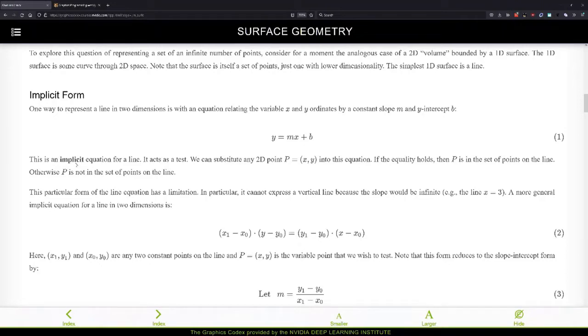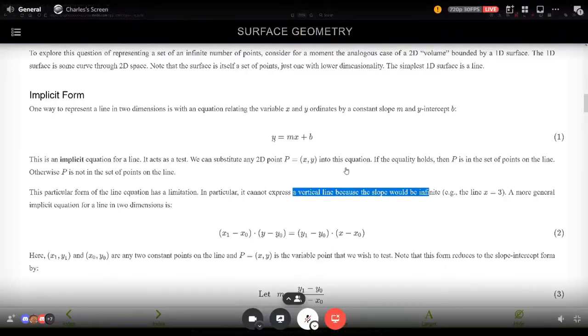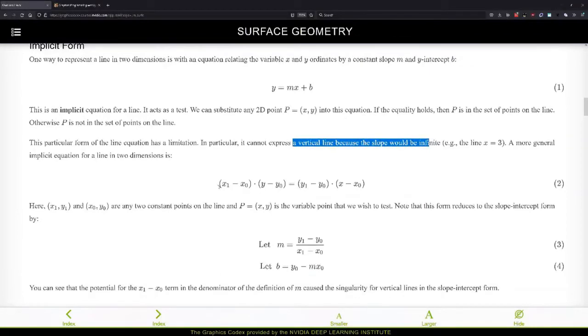Regardless. Implicit equation, x is a test. We can substitute any point into the equation, and if the equality holds, then p is in the set of points on the line. So you can put your x and y in, and if the equality holds, then it's a part of the line. Vertical lines do not exist in this equation. So this is more generalized.